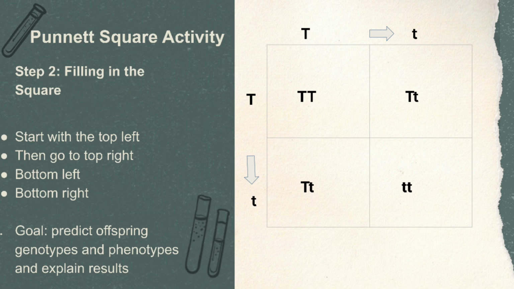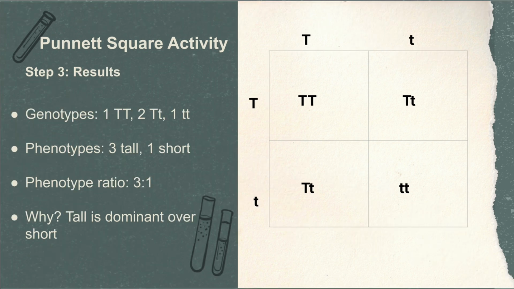And ultimately, the goal of this is to be able to predict offspring genotypes and phenotypes, and then be able to explain why we got the results. For our results, we have genotypes 1 capital T, 2 capital T, lowercase t, and 1 lowercase t. This gives us phenotypes 3 tall and 1 short. And we would see the ratio of the phenotypes is 3 to 1, 3 tall to 1 short.